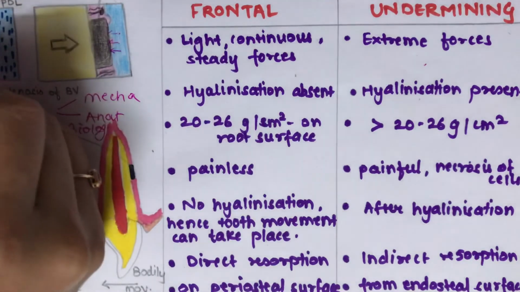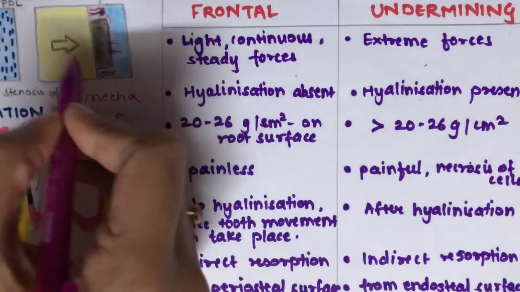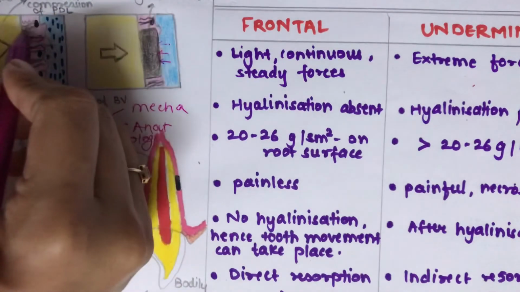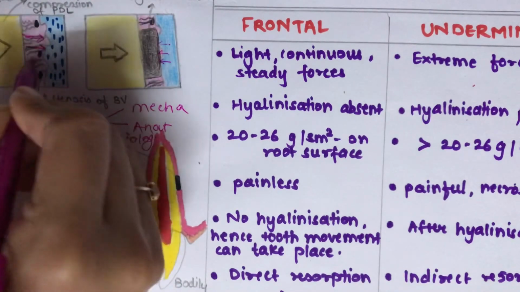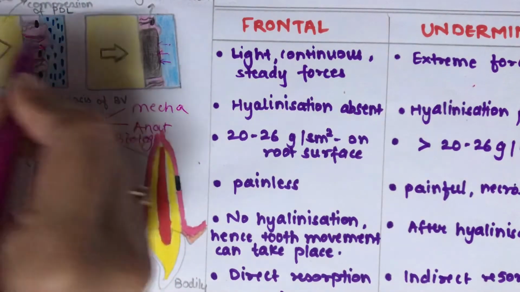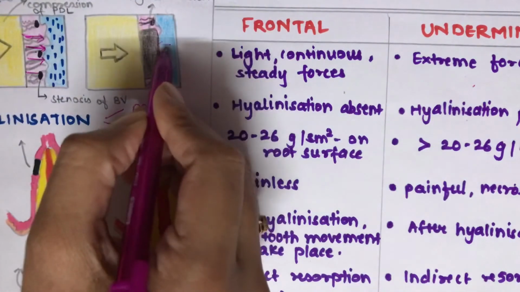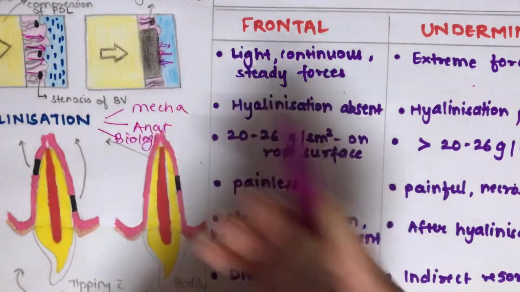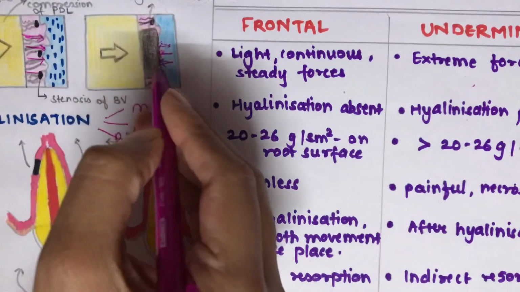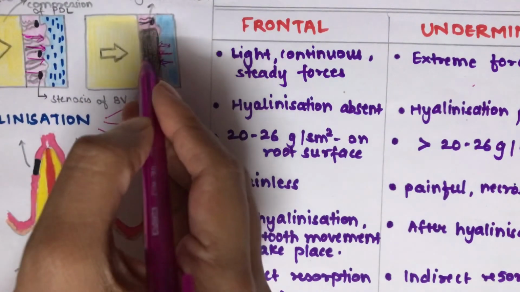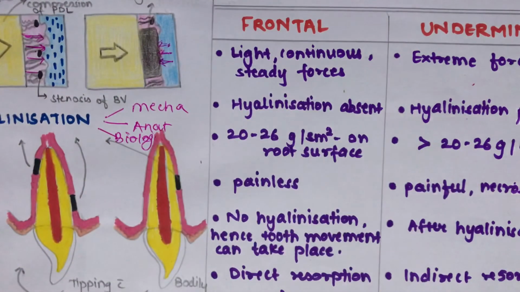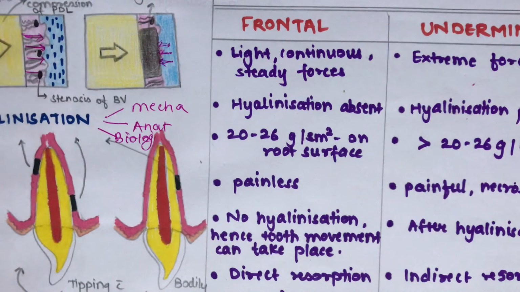In the normal case, the resorption is in this direction. It starts from the PDL in the forward direction. But over here, the resorption starts from the backward direction, from the opposite side, as the PDL is not capable of resorption. So this is known as undermined resorption. This means the resorption occurs from the endosteal surface, that means the inner side of your bone, and not from the periosteal surface like the frontal resorption.